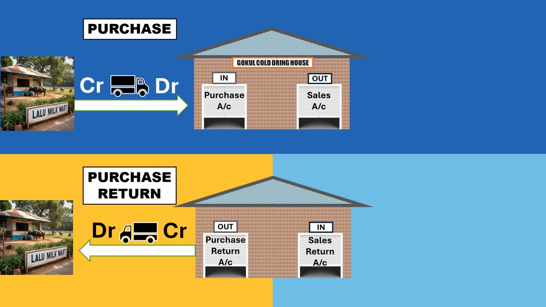Now, when we examine these two transactions, in the first transaction, the ledger for Lalu Milk Mart was credited. In the second transaction, the ledger for Lalu Milk Mart was debited. To record the debit entry for Lalu Milk Mart, we will pass a debit note. We can now say, in order to debit the ledger of our supplier, we will issue a debit note. Remember, purchase return is recorded using a debit note.